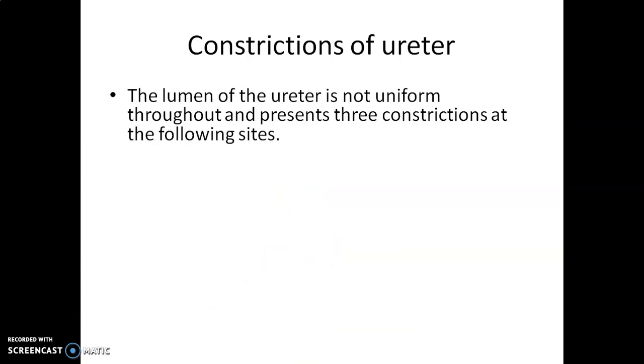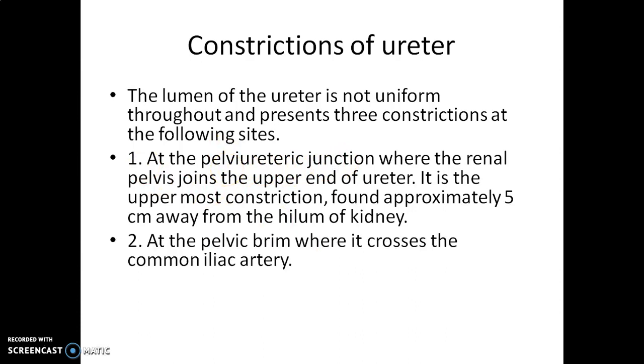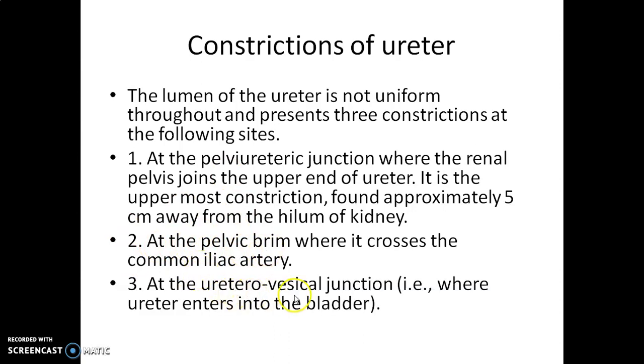Constrictions of the ureter are mainly three in number at the following sites. At the pelvi-ureteric junction, between the pelvis of the ureter and the body of the ureter. The second one is at the pelvic brim, or at the level of bifurcation of the common iliac vessels. The third one is the vesico-ureteric junction, between the bladder and the ureter.